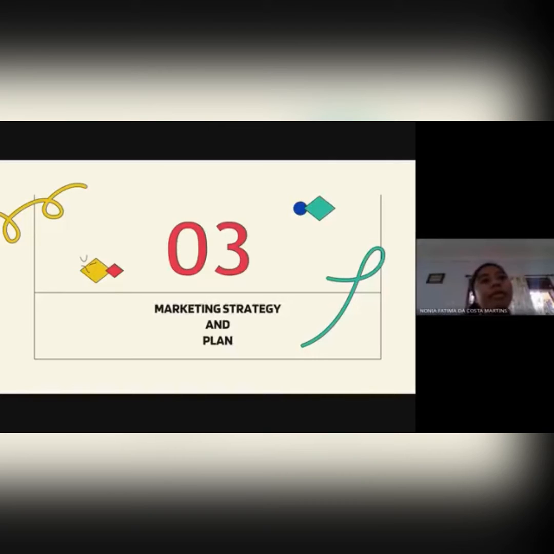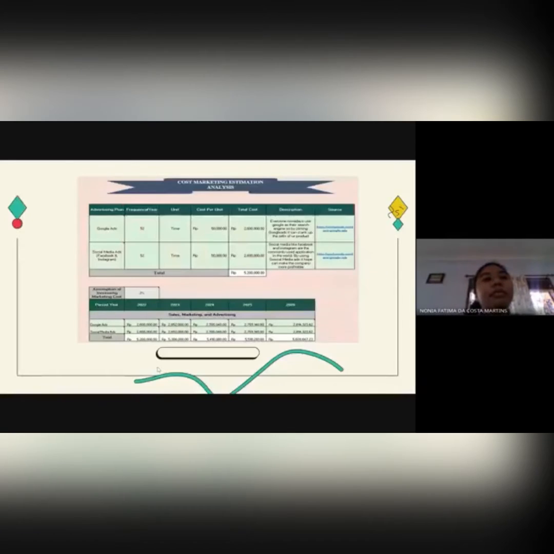So the next is marketing strategy and plan. In cost marketing estimation analysis, in the advertising plan, we choose the best platforms for our product advertising: Google Ads and social media. Why do we choose Google Ads? Because everyone nowadays uses Google as their search engine. So by joining Google Ads, it can turn up the sales of our product.